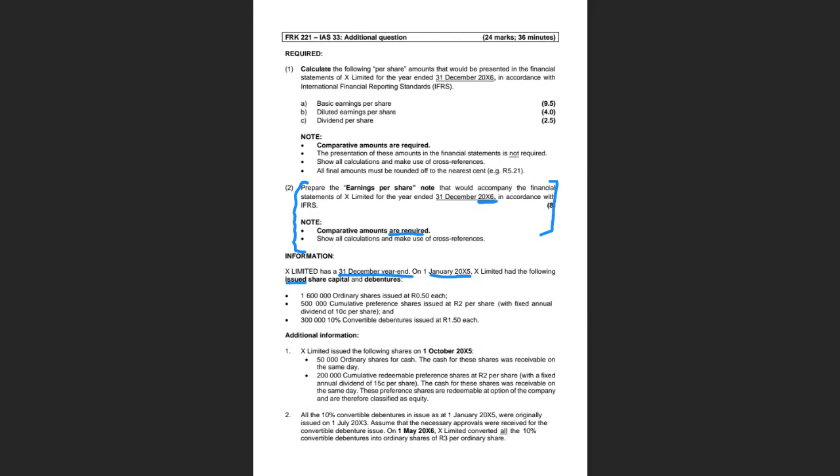Now, issued is important because capital and debt instruments can be in two states. They can be in the issued state, meaning that they're out and people have them, or they can be in the authorized state. So when we're doing EPS, we only want to concern ourselves with the issued instruments that are already out in the public. Okay, so we only want to do the issued state.